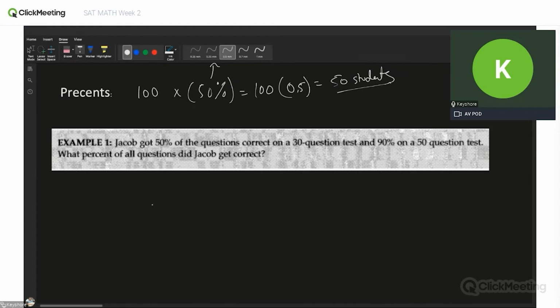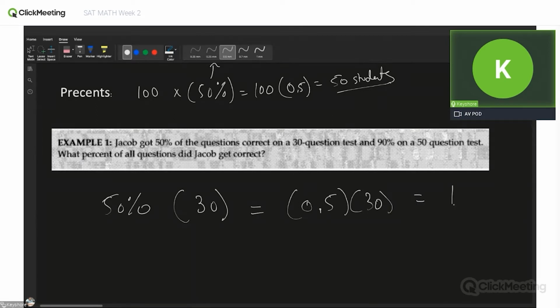All right, so if you guys haven't yet looked at the solution. Okay, 75, all right. That's correct. So let's go ahead and see how Lasha got that answer. To find the total number of questions that Jacob got correct, we take 50%, because that's the amount of questions he got correct on a 30 question test, and multiply that by 30. 50% is just 0.5 multiplied by 30, and that's equal to 15. So this is the amount of questions that he got correct on that test.